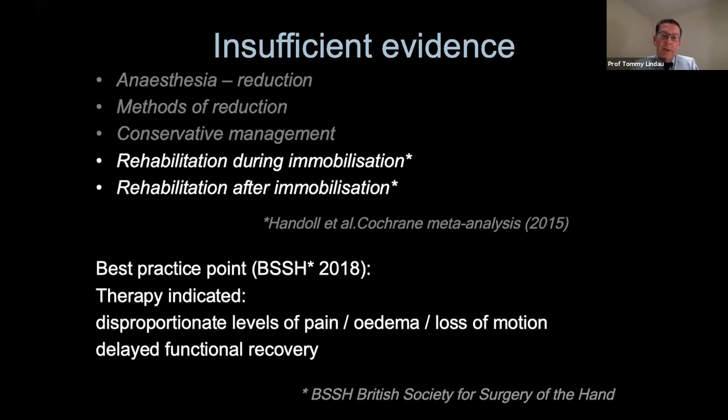So the BSSH formulated some guidelines, and this is the British Society for Surgery of the Hand, where they stated that therapy is indicated when disproportionate levels of pain, edema, and loss of motion are present, or when there is a delayed functional recovery. So the BSSH supported my views and most people's views that we do need therapy, although the Cochrane meta-analysis gives us very weak evidence for that.